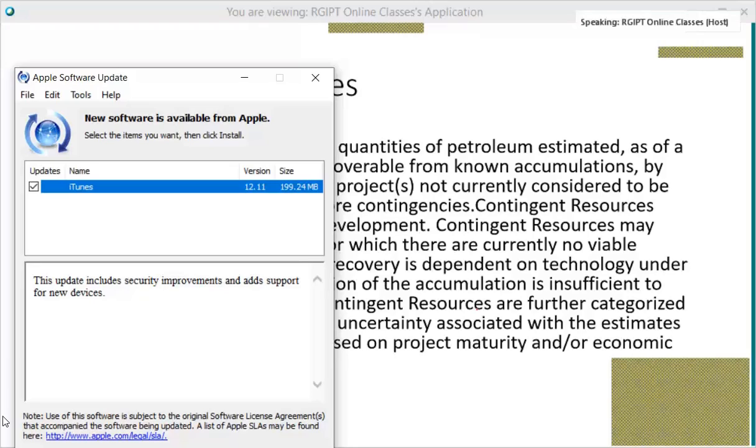Here is the question: can unconventional resources be said to be contingent? Now, which unconventional resources are you talking about? You have to tell which particular one. Let's say you are talking about unconventional resource of, let's say, gas, shale gas. Of course, you have a lot of resources, but it's not technically recoverable at this time.